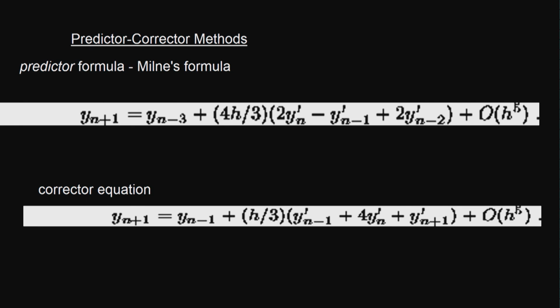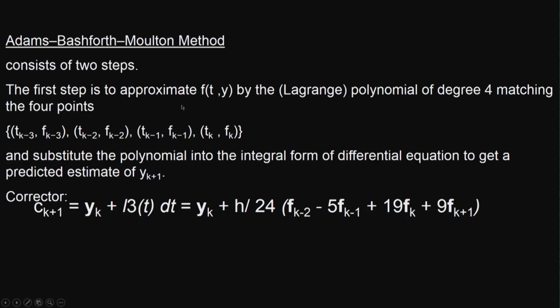Then we have predictor corrector methods, Milne's method. Initially you predict for yn plus 1 and then you correct for yn plus 1. We calculate at different places, n minus 1, n minus 2, and then we calculate yn plus 1, that is called the predicted yn plus 1, and then again make use of that yn plus 1 to get the corrected yn plus 1. This is called Milne's method. Then we have the Adams-Bashforth-Moulton method.